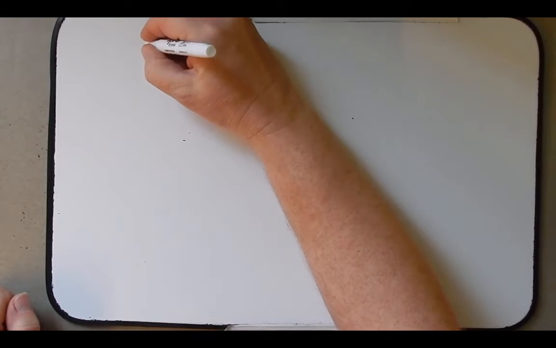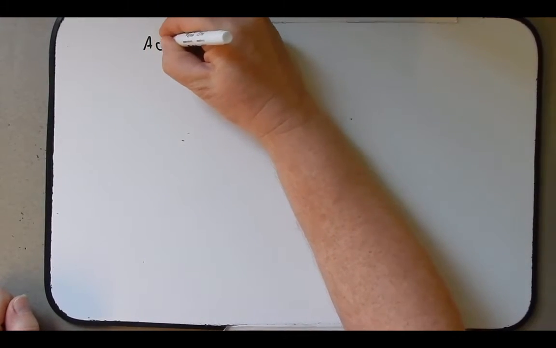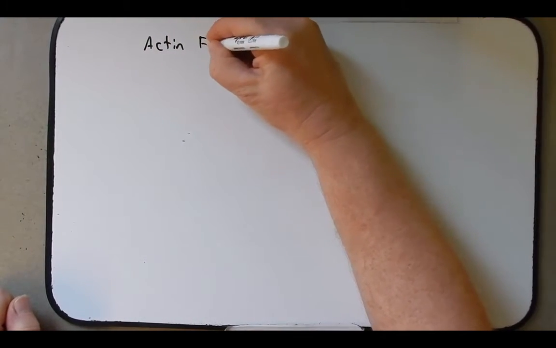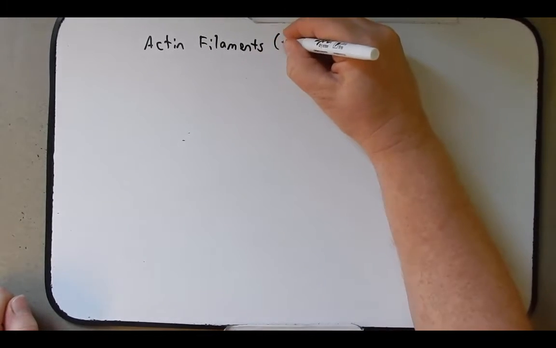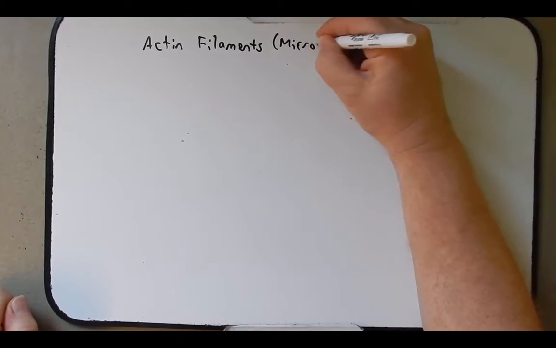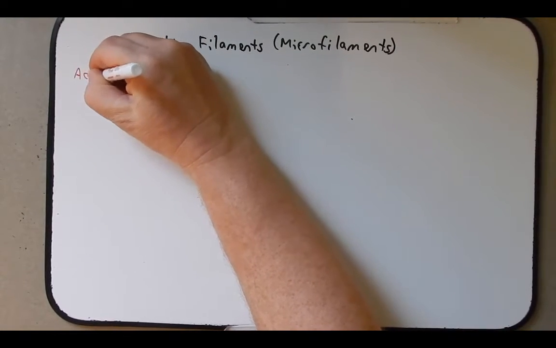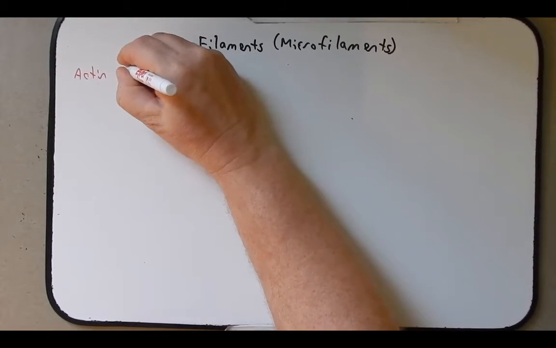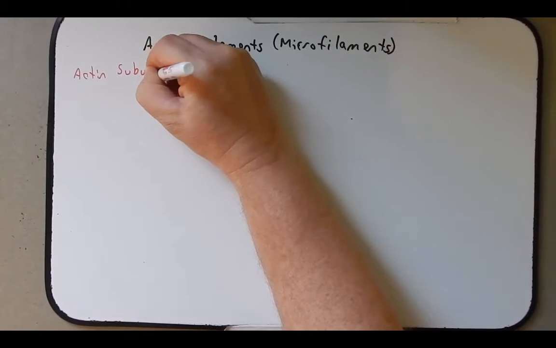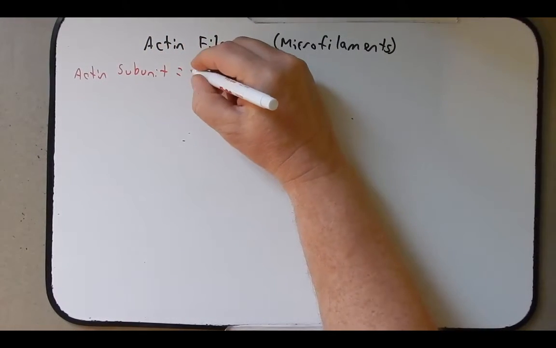In this podcast we're going to talk about actin filaments. Often we'll also hear these called microfilaments. Remember that the actin filament subunit is the actin protein.